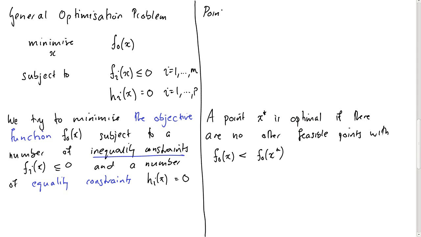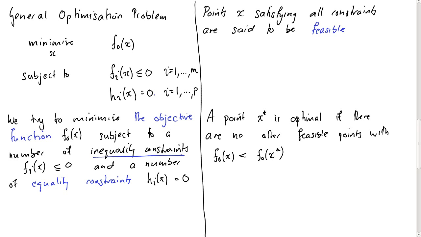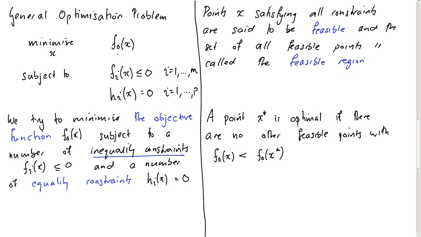Points x satisfying all the constraints are said to be feasible. If your point x satisfies all of the fi constraints and all of the hi constraints, then your point is feasible. And the set of all feasible points is called the feasible region. We're only interested in looking at the objective function value for points that satisfy the constraints, and the set of points that do satisfy all of those constraints is called the feasible region.